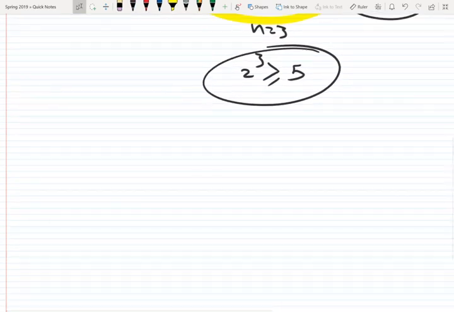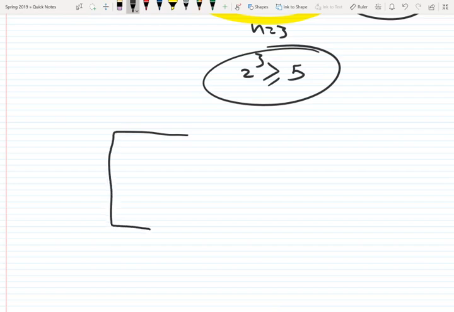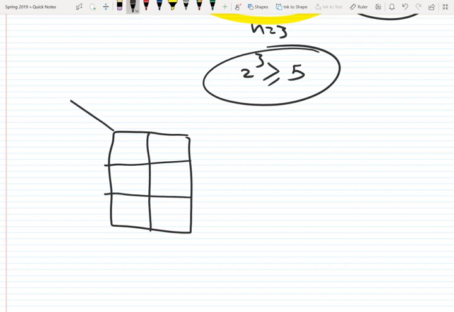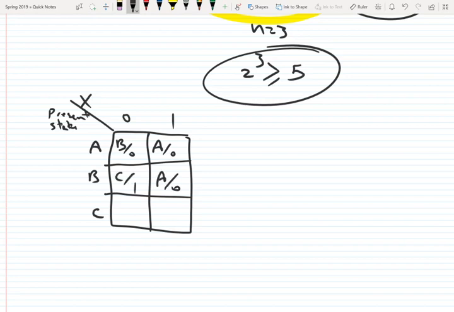For example, let's assume we have this state table with X equal to 0 and 1, present states A, B, C, and next states and outputs B0, A0, C1, A0, A0, and B0. Okay, so how many states do we have? Any answer?